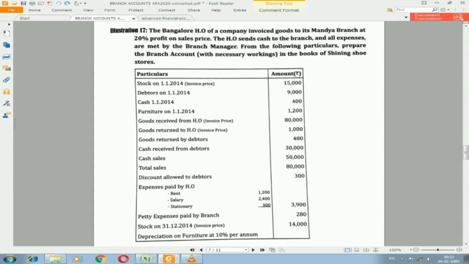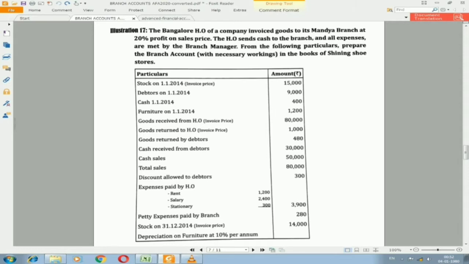When we start with the solution, we always need to think whether we need to prepare a memorandum of debtors account or not. As you can see in the illustration, the opening balance of debtors is there, but the closing balance of debtors is not there. That is the missing information we are supposed to find out by preparing the memorandum of debtors account. Now we know that we are supposed to prepare it. Let us start with it.